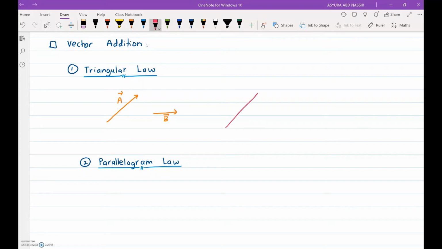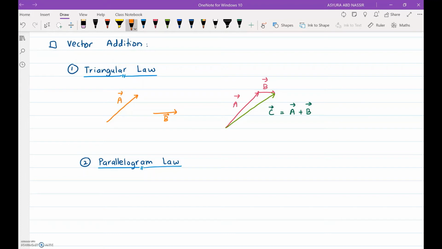Meaning here it will be this one. This is A. We will place the initial point of B on the terminal point of A. So this one is B. So your new vector here, we name it as C. C will be equal to vector A plus vector B. So this is the triangular law.